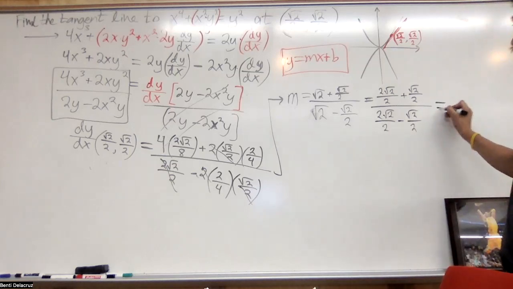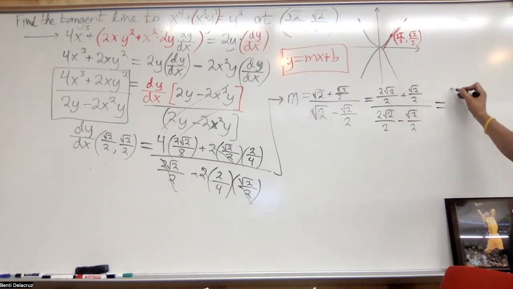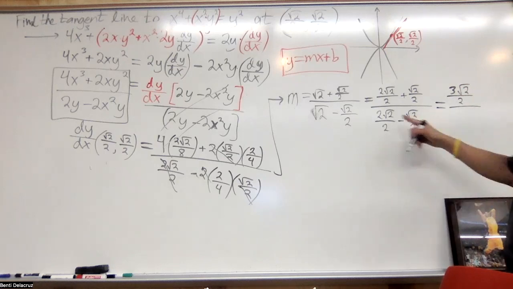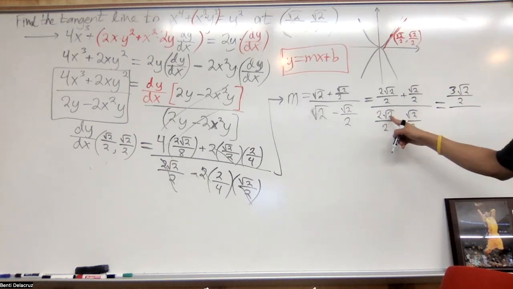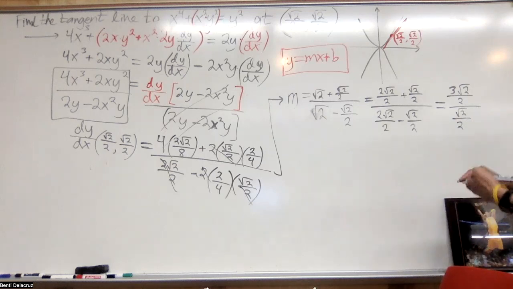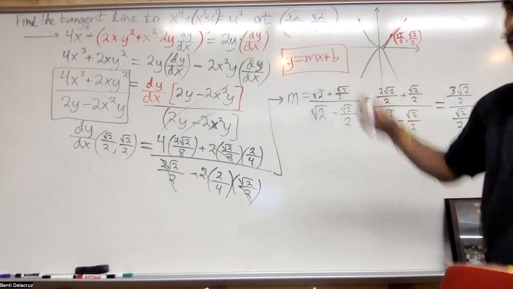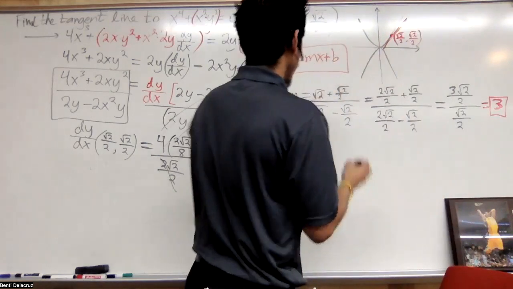Wow, keeping it going. So we have just 3 root 2 over 2, all over 1 root 2 over 2. So root 2 over 2. And then you flip it and swap, you'll get just a 3. Oh wow, 3. All right, cool. And that's the slope. Okay, so the slope is then 3 here.